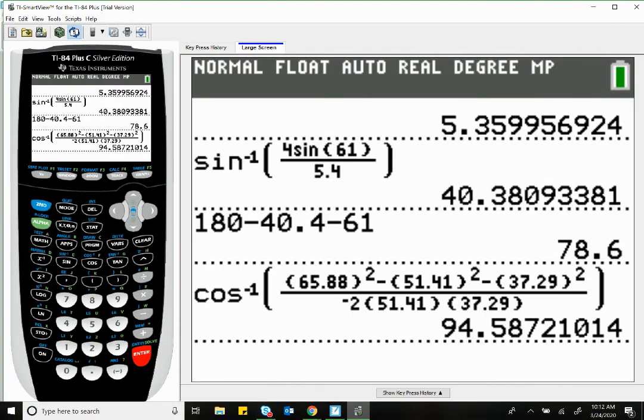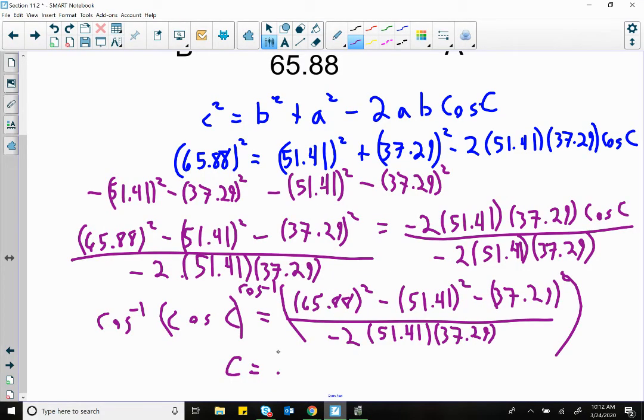Since we're rounding to the nearest hundredth, the 7 says, hey, 8, go up. So 94.59 degrees. There is our largest angle.